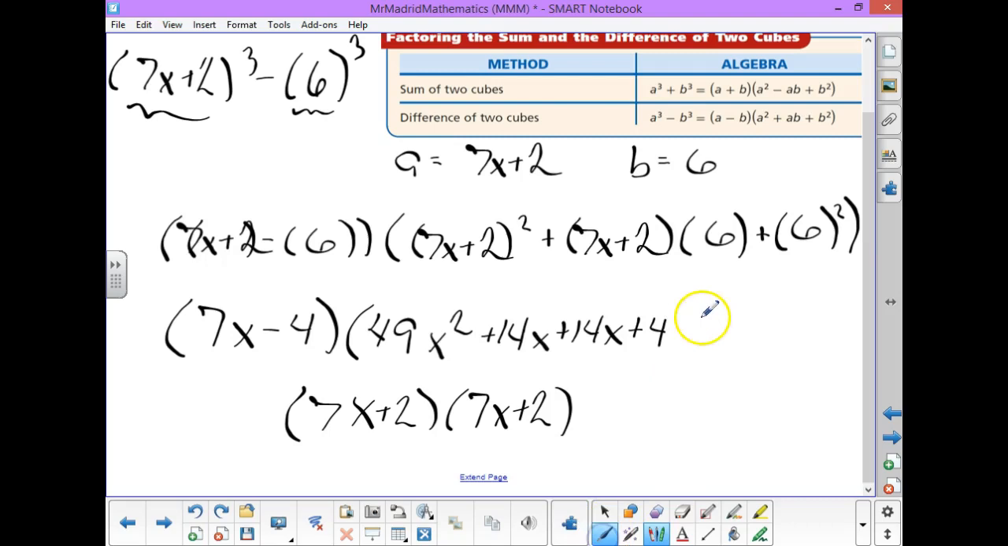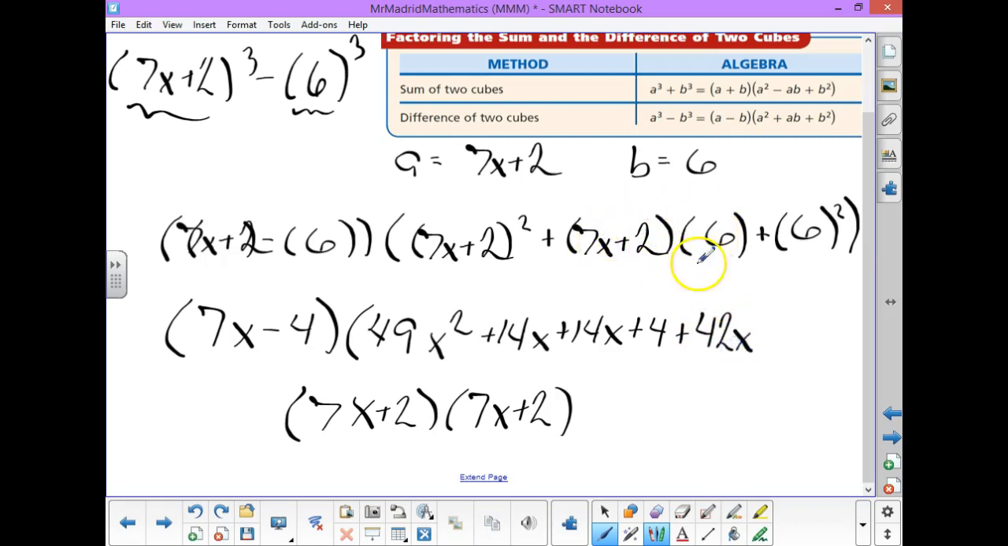Now I need to continue with this here. So now I'm going to move along, and I now have this set of parentheses. Can't do anything with it, next to another set of parentheses, which indicates multiplication. So now I've got 42x.